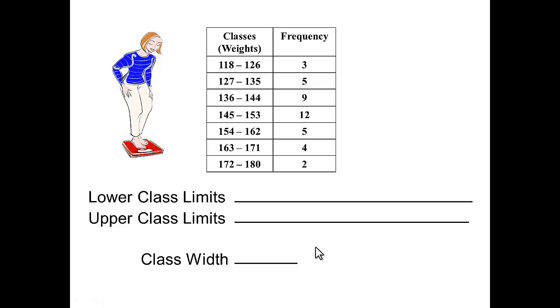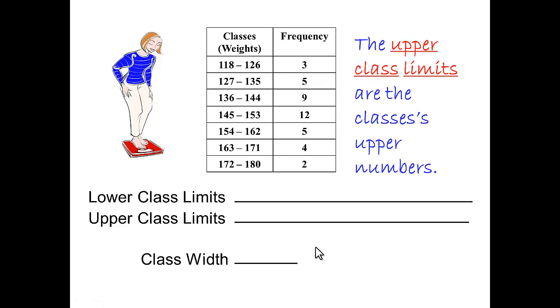Next, we will look at the upper class limits. The upper class limits are the classes' upper numbers, the numbers on the right side. These are the upper or higher numbers of each class: 126, 135, 144, 153, 162, 171, and 180.